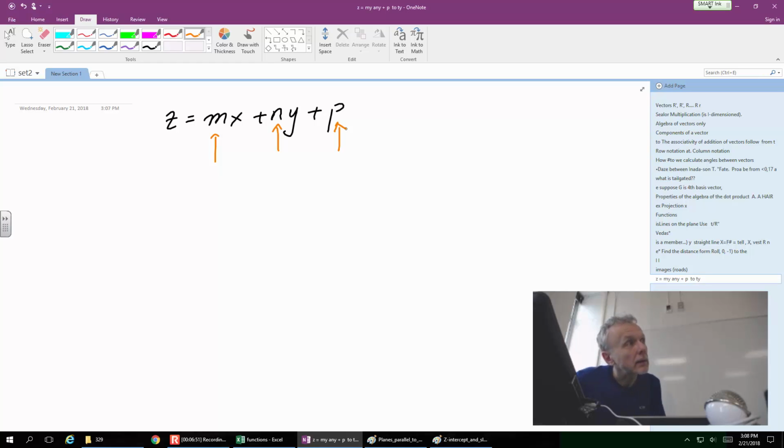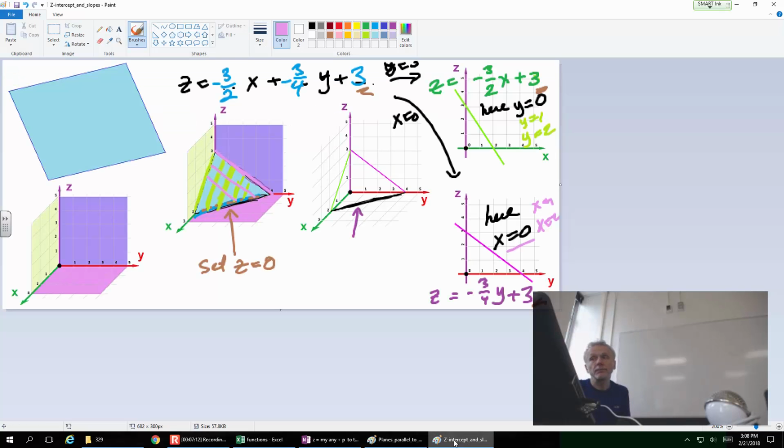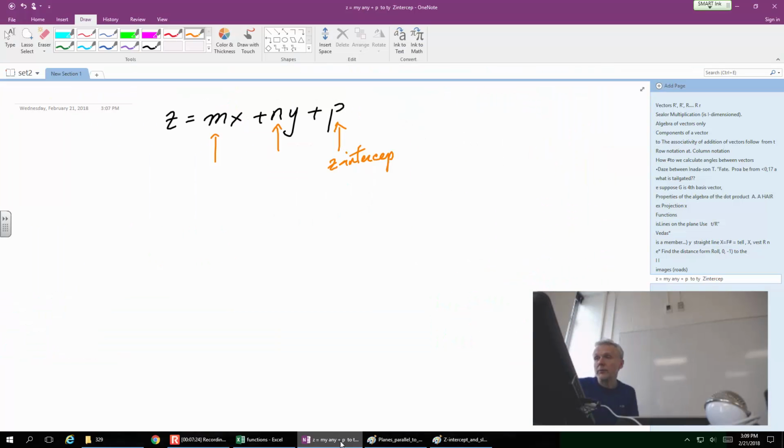No, p, the last one. Z-intercept, yes. It is where my plane crosses the z-axis. So literally the intersection of our plane with the z-axis, right? So once again, this is the picture. This is what I'm talking about right here, this point.